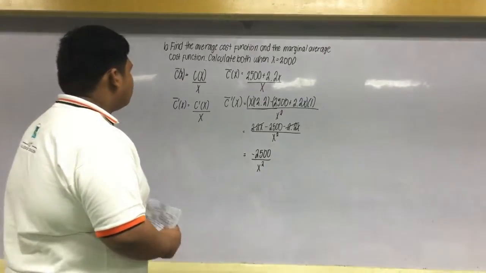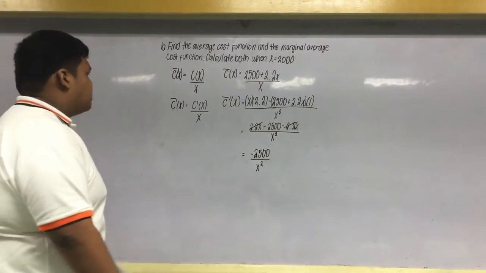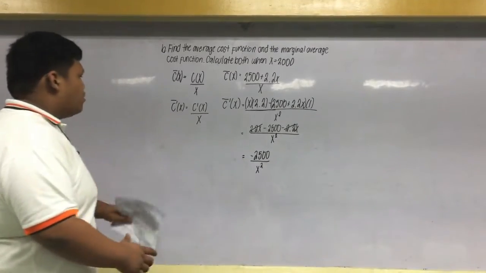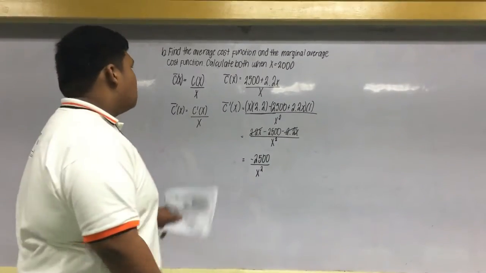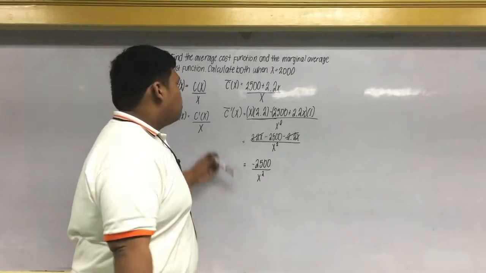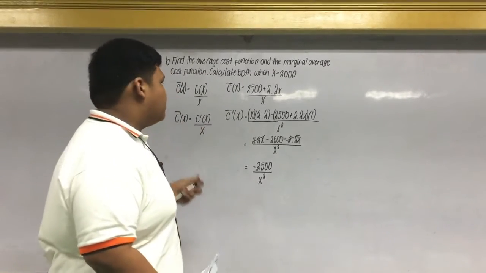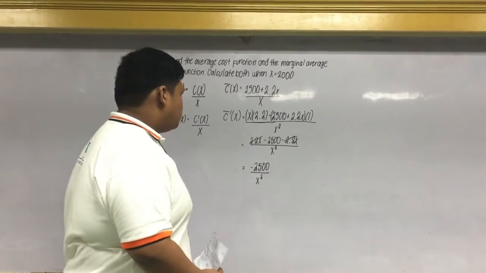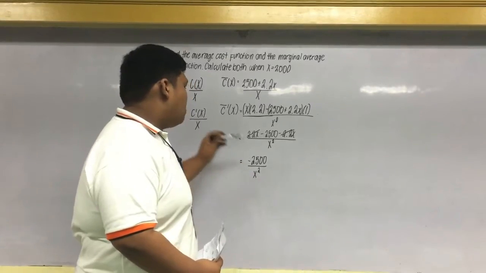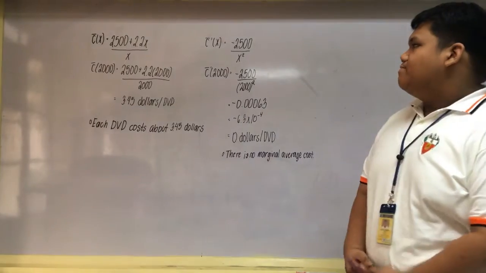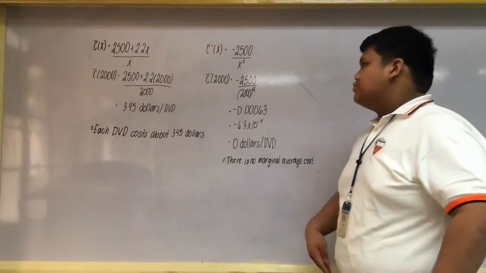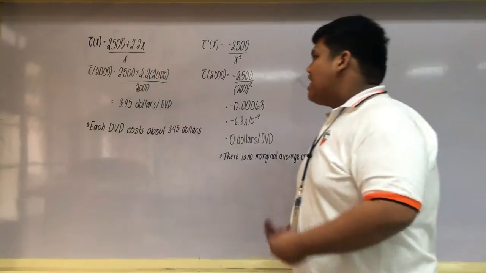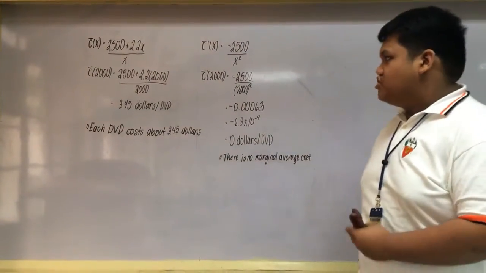The marginal average cost function is the derivative of the average cost function. Using the quotient rule, we derive negative 2,500 over x squared. Now, using the derived equations, we will solve for both the total average cost and the marginal average cost.